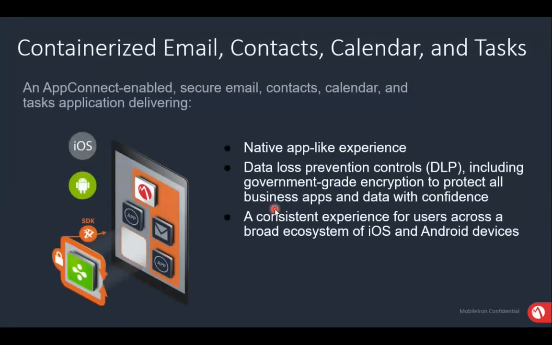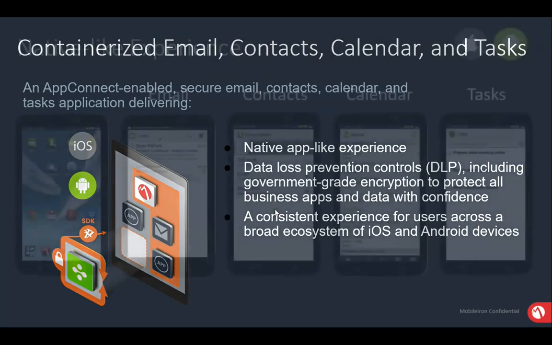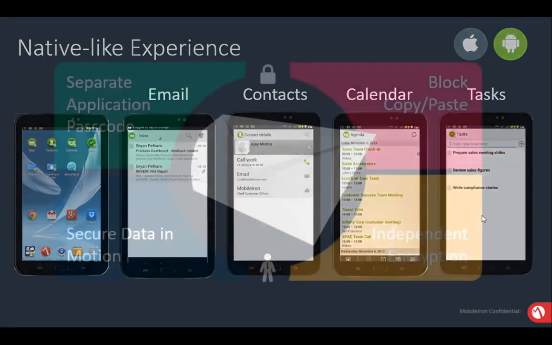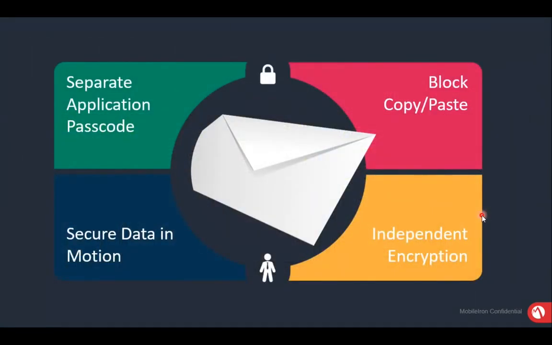Email Plus looks like a native app experience, and you have the DLP features. You cannot copy, paste, or even take screenshots. You have separate contacts, calendars, and tasks within the same Email Plus. So this is how it works in Android. You have the email, contacts, calendars, and tasks, and like all other AppConnect apps, you have a separate passcode for the application, independent encryption, and copy paste blocked.